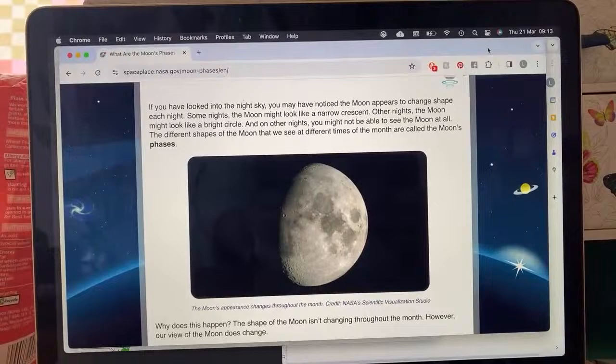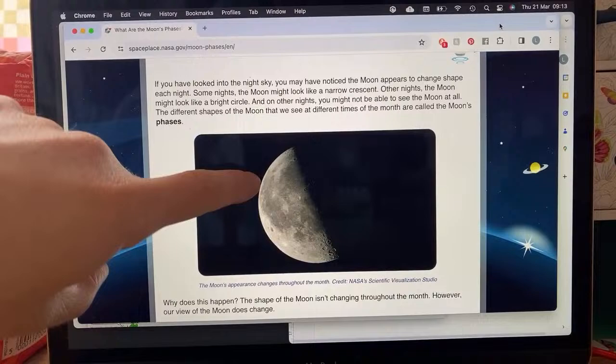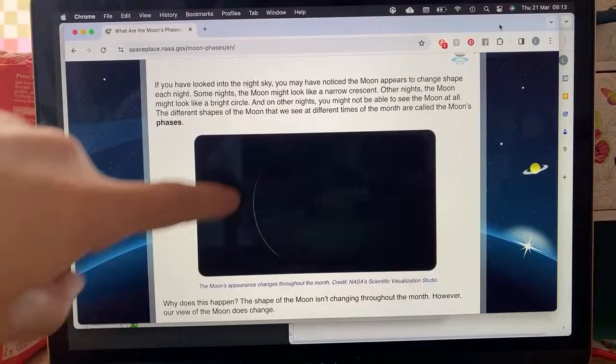Here's the picture. NASA, how we science communicators love you. So this is it getting bigger and bigger as it turns and more sun shines on it. And here we can see that it's disappearing. So what Theseus is talking about is it's about now. We've got about 4 days of moon left until we get this period of complete blackness where you can't see the moon at all. And then it starts to get bigger. So it's a bit weird.